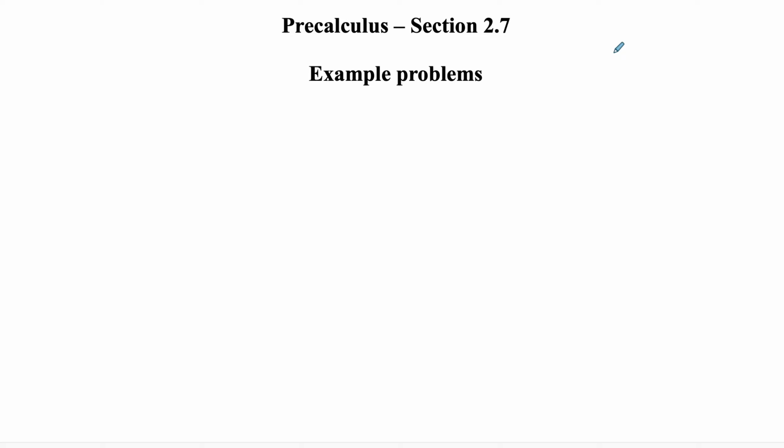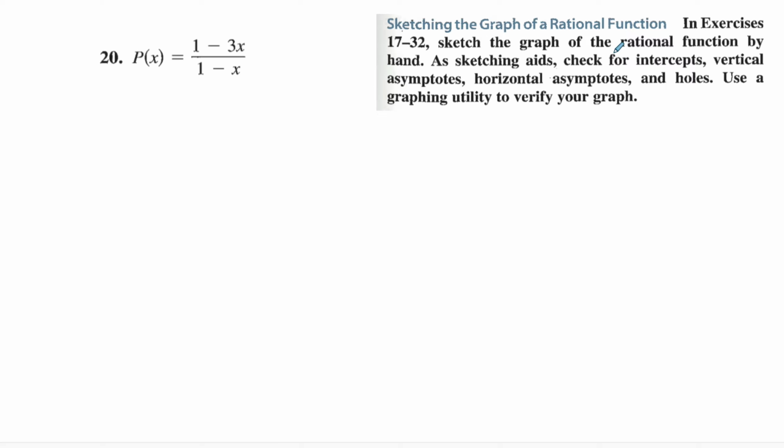Okay, so now we're going to do some example problems from section 2.7. Sketch a graph of the rational function by hand. Check for intercepts, vertical asymptotes, horizontal asymptotes, and holes. So, first off, this is the same as saying negative 3x plus 1 over negative x plus 1.